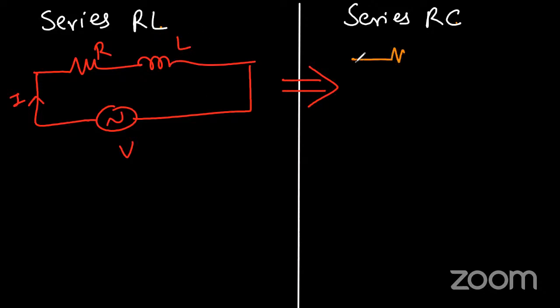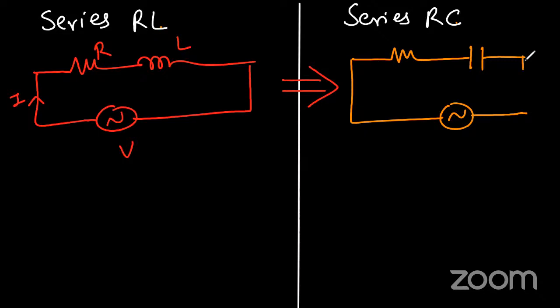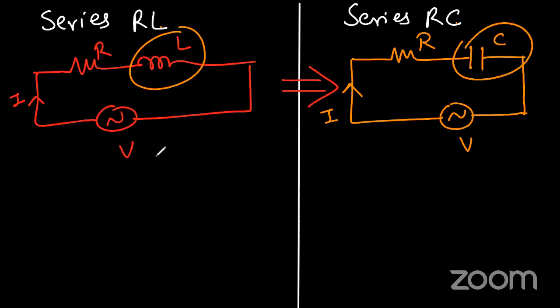How? This one is a resistor, this one is a capacitor, everything else same. This one is a resistor, this one is a capacitor, and this one is a voltage. Okay, that is correct. Everything else is same. Replace the inductor by capacitor. That's the only difference, series RL, series RC. Replace the inductor by capacitor. So that is the first one done.